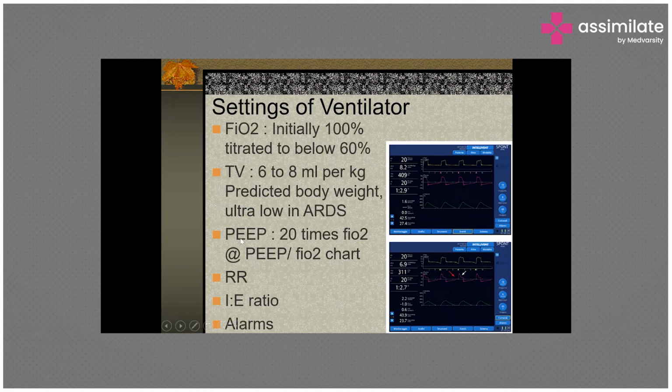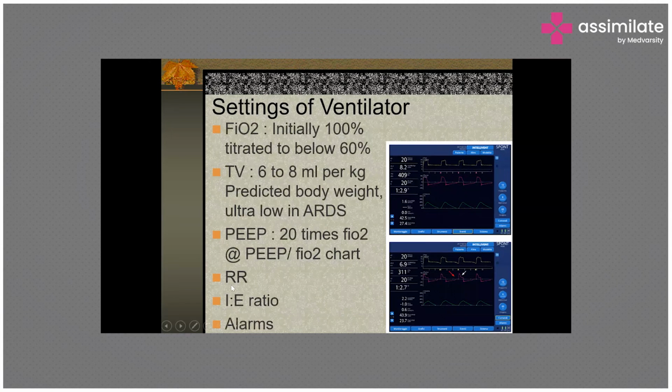So PEEP has to be titrated according to FiO2. The ARDS net chart gives you the values for particular oxygen saturations. If the FiO2 is 100%, the PEEP can be as high as 20, or if the FiO2 is 60%, the PEEP can be 12. So we need to check what the FiO2 is, and accordingly the PEEP should be titrated.